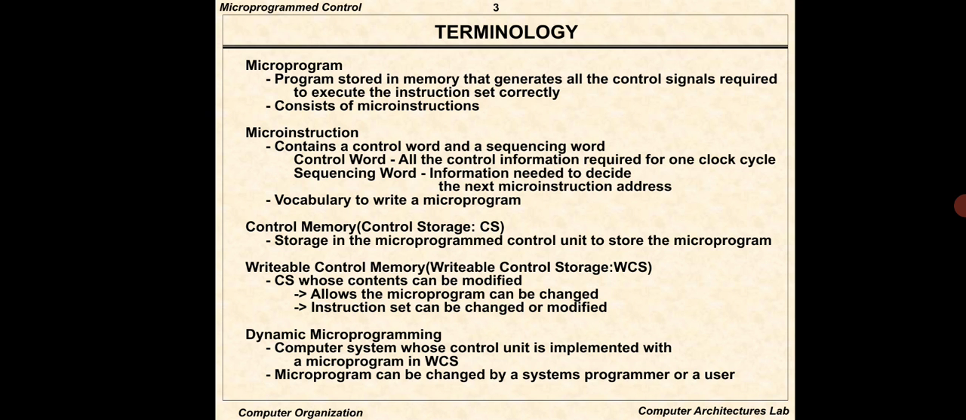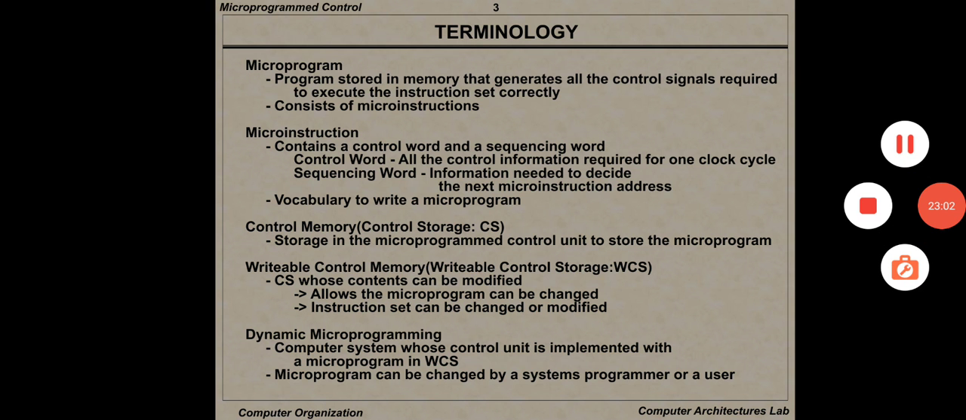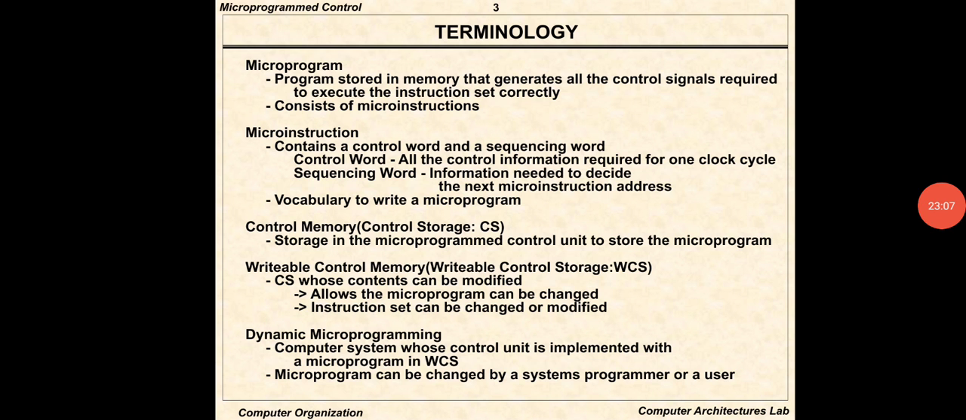Apart from this, you are going to have the control memory. Control memory is your control storage, which is used to store the microprogram. Whatever microprogram is there can be modified by you in the memory known as the WCS, which is your writable control storage memory. Next, dynamic microprogramming is a computer system whose control unit is implemented by a microprogram in WCS.